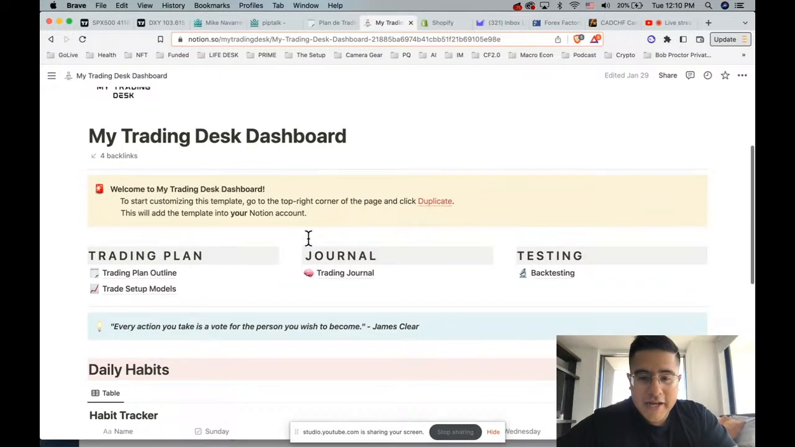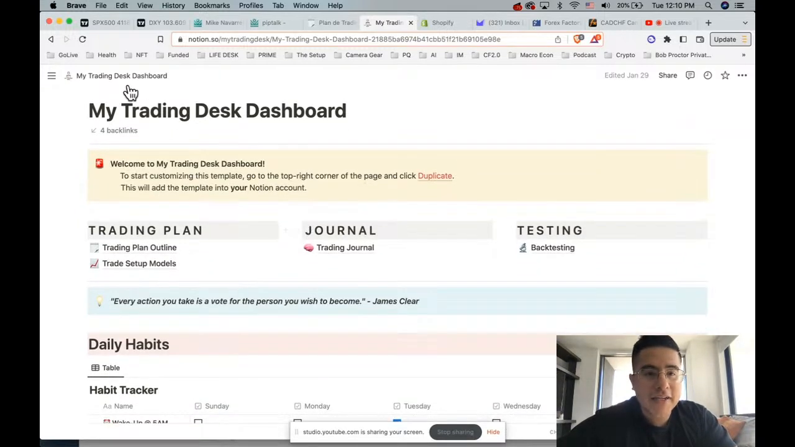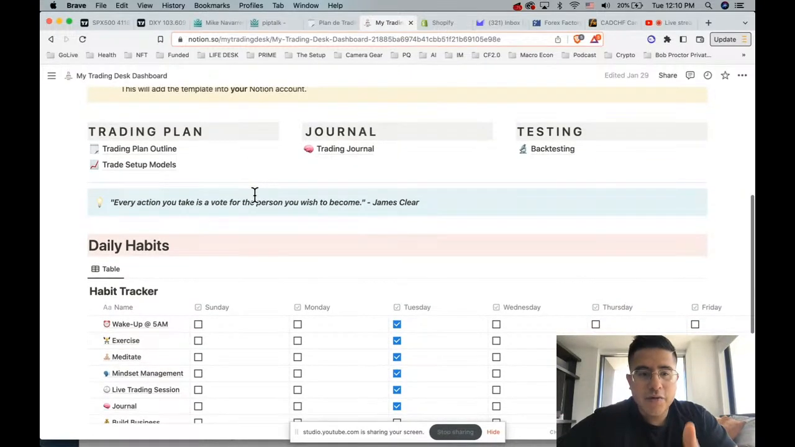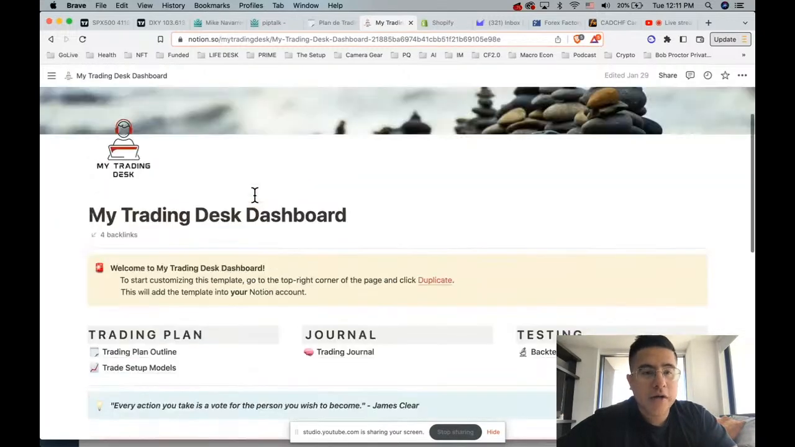All right. So, anyways, guys, right now, you're looking at the dashboard of the desk, and it's broken down. There's different sections for different purposes. You have your daily habit tracker as well.